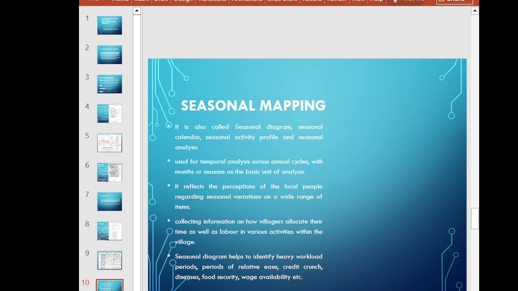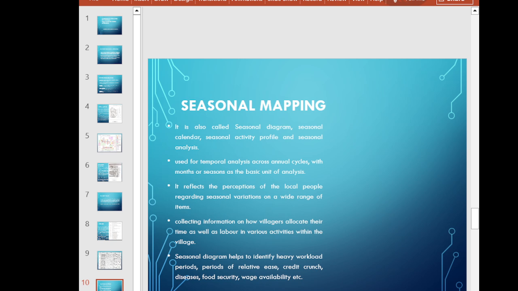We do have seasonal mapping also. It is also called seasonal diagram, seasonal calendar, seasonal activity profile, seasonal analysis, used for temporal analysis across the annual cycles with months or seasons as the basic unit of analysis.